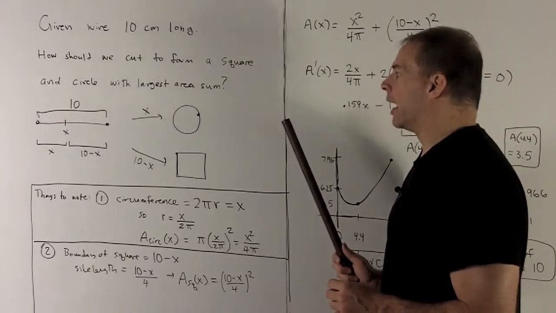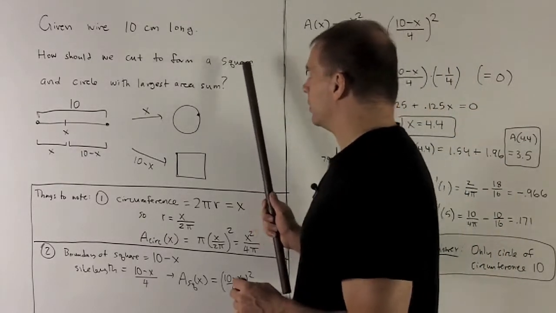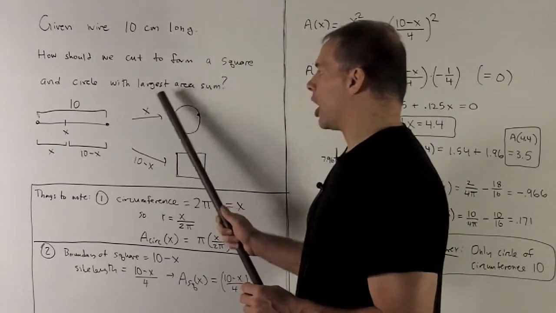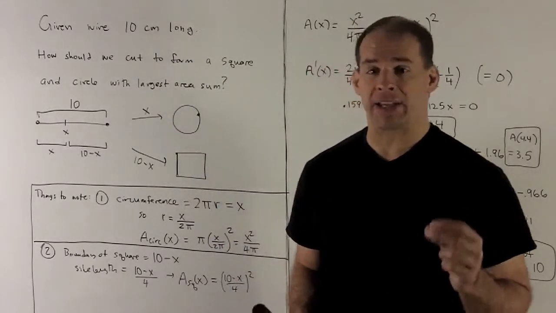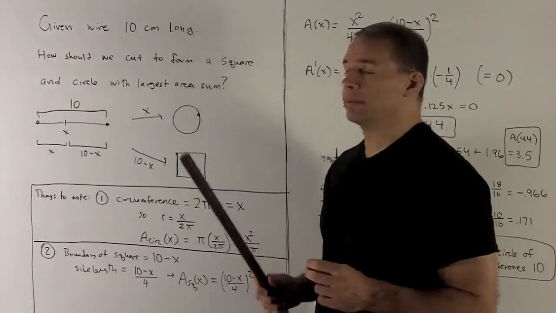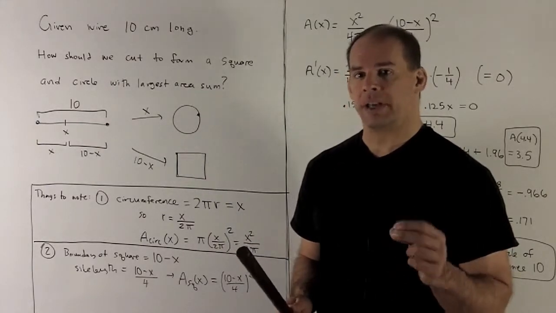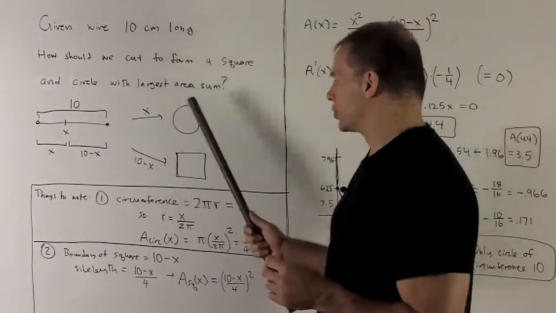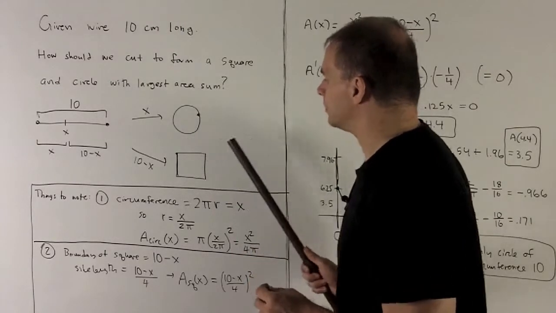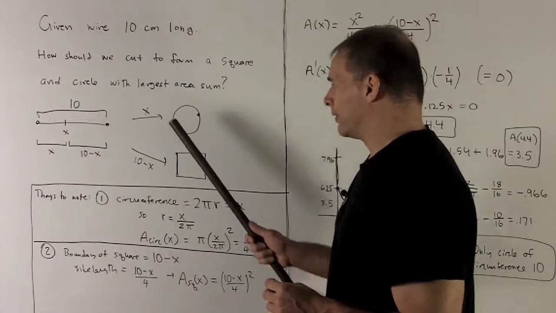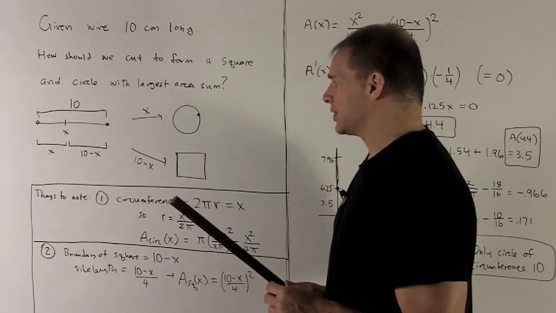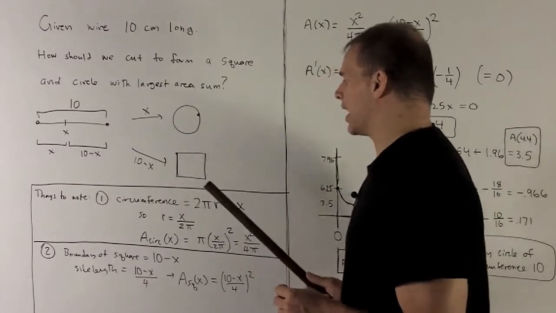What are we trying to do now? I have a square and a circle. I want the largest area sum. So largest is saying that I'm going to maximize the area. Also, I'm going to need formulas for the area of a circle and a square. So let's take a look. Start with the circle. We're going to give the circle the piece X. Square will get 10 minus X.